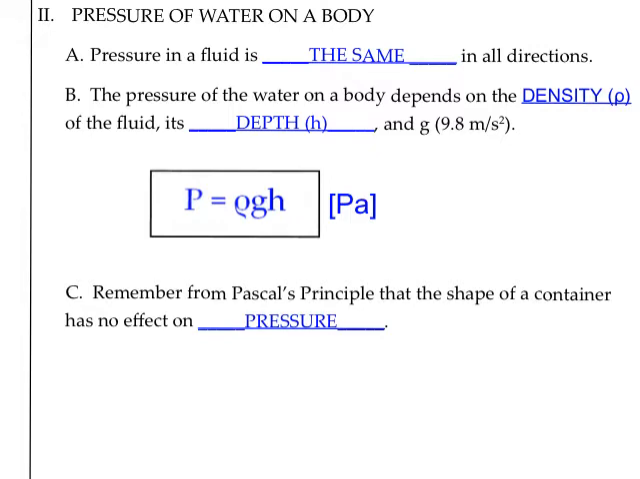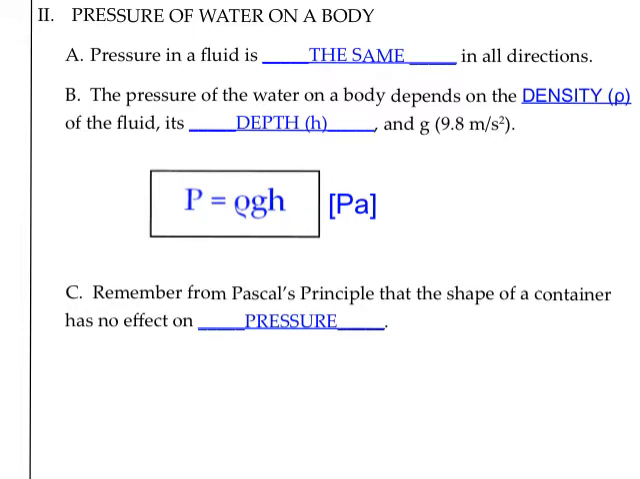The pressure of water on a body or any fluid depends on the density of the fluid, the depth, how far down underneath the surface your object is, and gravity, 9.8 meters per second squared. For our formula, instead of doing force over an area, because there's not a solid thing that you can hit, we're looking at this fluidly and it's underneath a surface. You would simply take the density, which is this Greek letter rho, it's like a curvy P, multiply that by the acceleration due to gravity, and then times the depth.